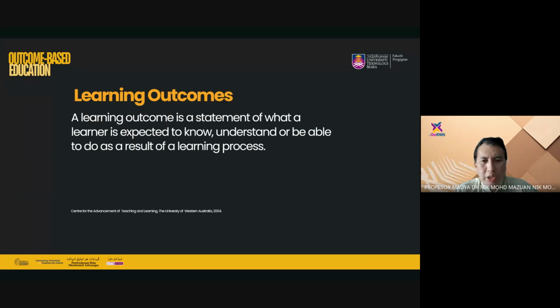For example, in sports, if you say the student needs to do a high jump of 4 meters, you know that is impossible. If the world record is only 3 meters, but you set your student 4 meters, that is not easily achievable. So you cannot do that. You cannot put that as a learning outcome.